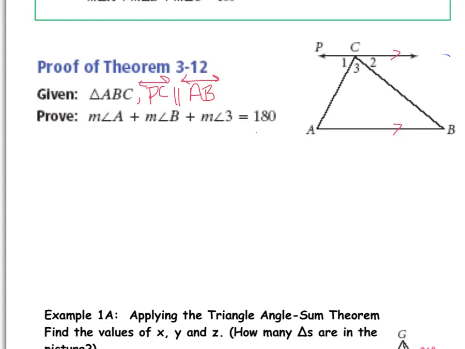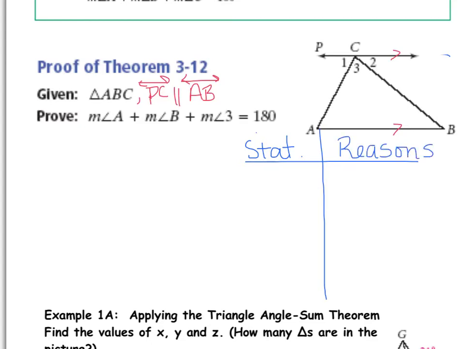So let's start by doing our two-column proof. You guys can do it in the box in your notes. So we have our statements, and then reasons. The first statement, hopefully, you all know already, should be our given. So this is a triangle ABC, and PC is parallel to AB. And that was given.